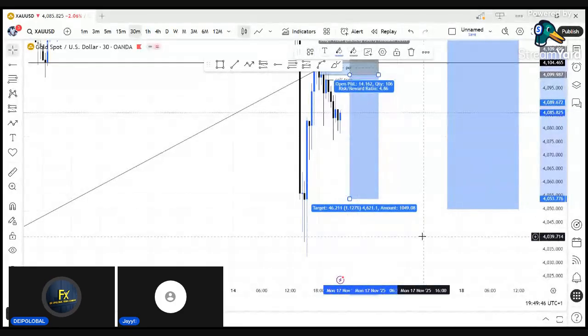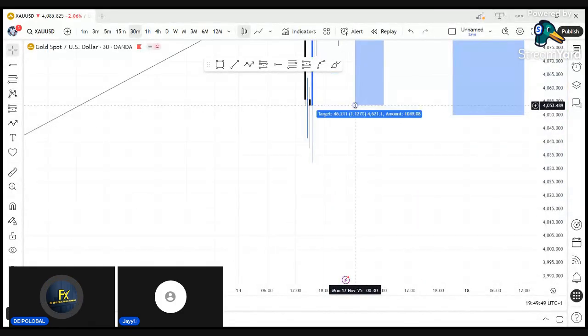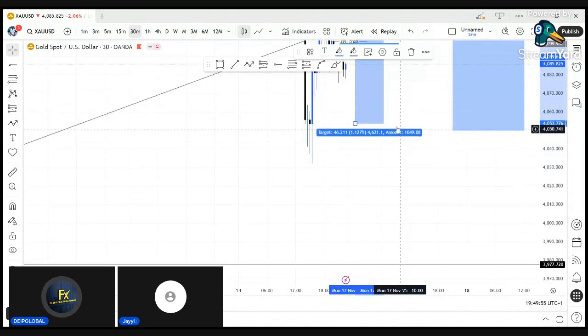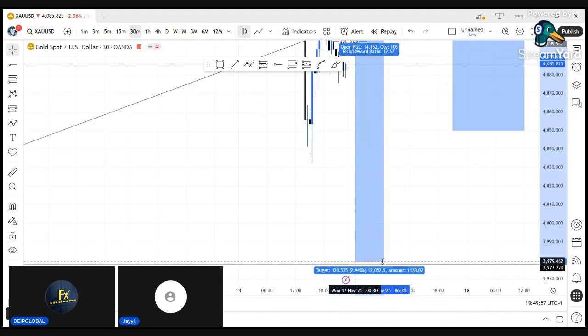If I actually see continuation, I'll close partials around here. I might not close all the positions. I'll close partials around here, then hold. If I see that the market is actually pulling down, then our next profit zone is down here. Then we're out of the market. This is over 1,000 pips.